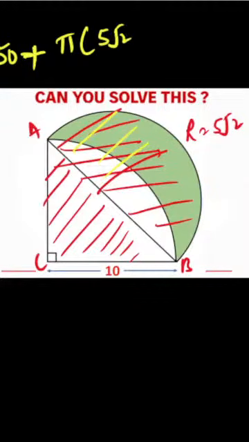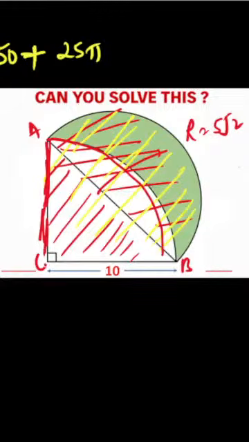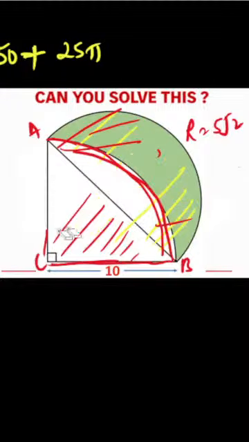R is 5 root 2, so the area of the semicircle is going to be 25 into 2, the 2 will get cancelled, and this will be 25 pi. Now we have solved for this entire area, and I am going to subtract the area of the quadrant out of it. So what I'll be left with is only the green area.